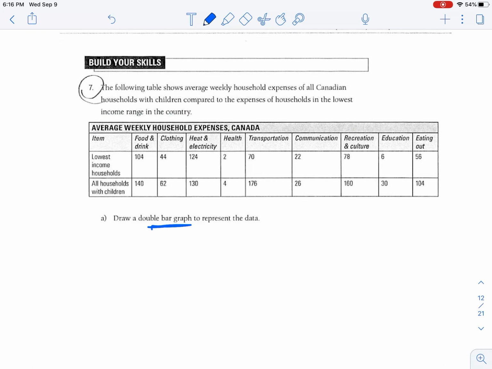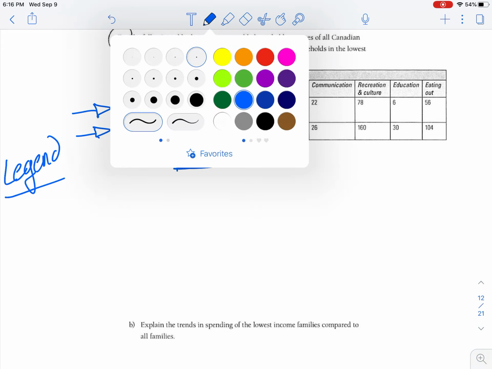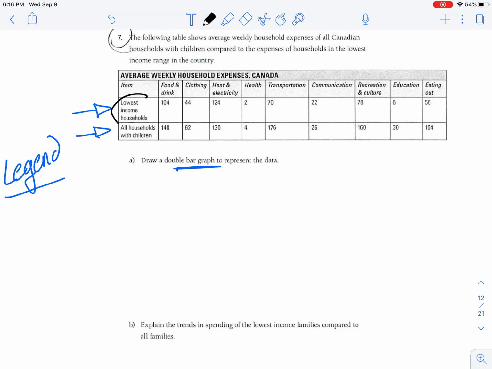So this is going to be a double bar graph. Okay, double bar graph is when you're comparing two different things or two different categories on the same thing. So here we have the following table shows average weekly household expenses of all Canadian households. Okay, anytime you have a double bar graph or something where you have two things, you need a legend. Okay, you have to tell me visually what I'm looking at. Okay, so you have two different things you are comparing. Okay, you have lowest income households and you have all households with children.